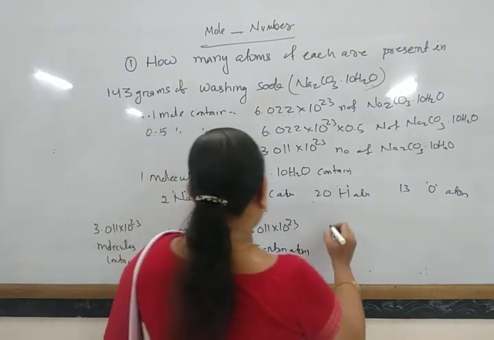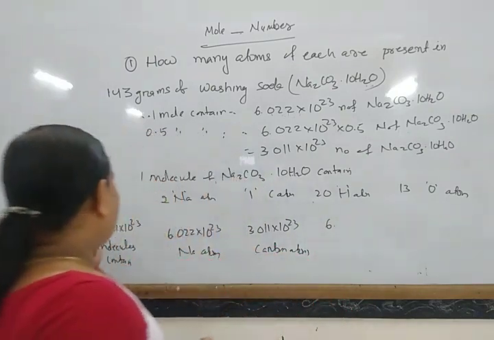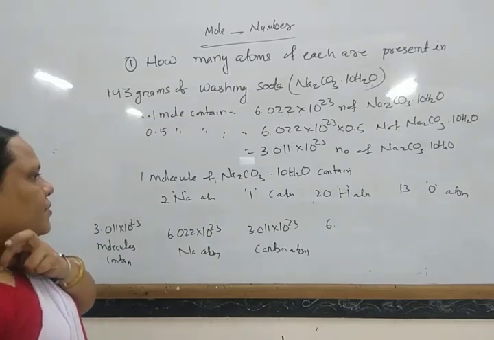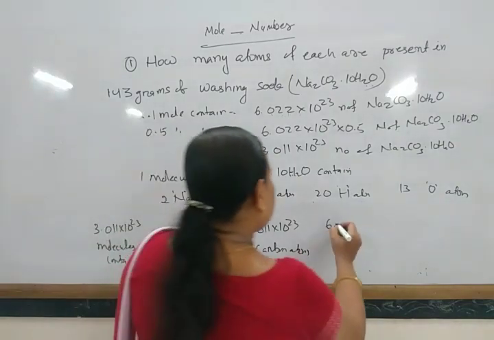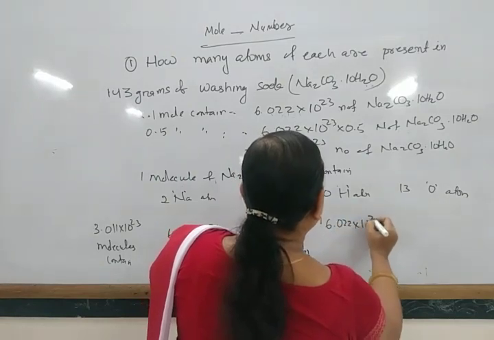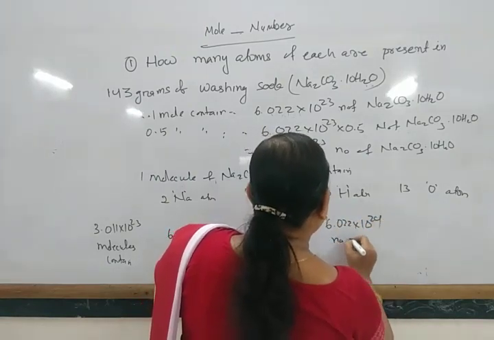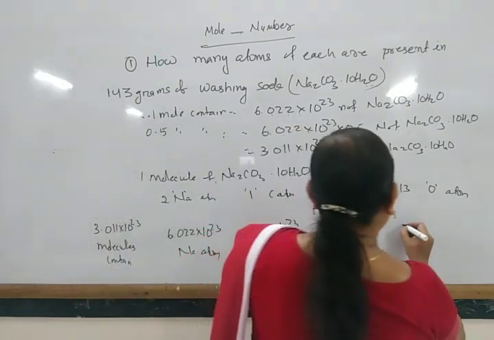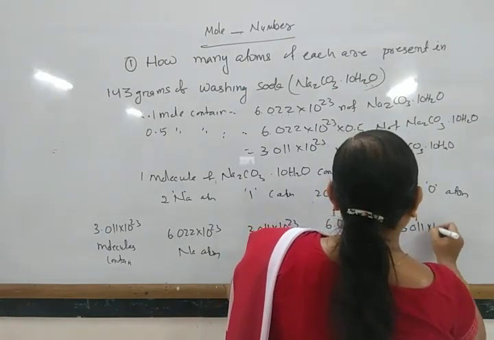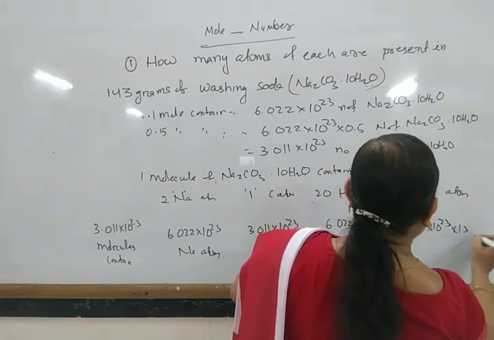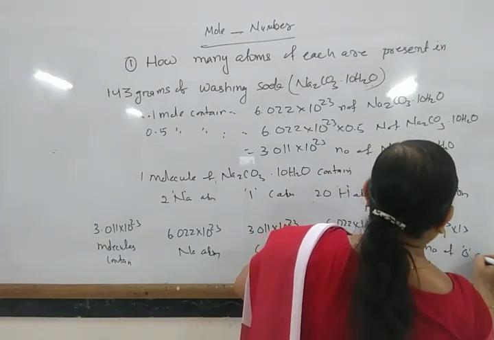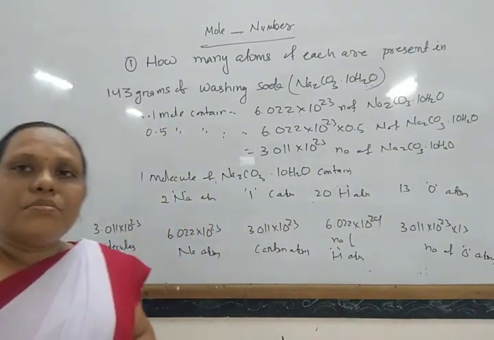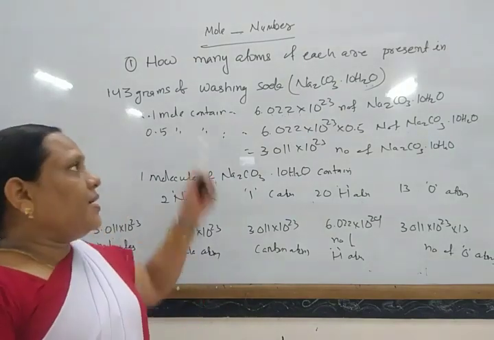That is equal to 6.022 × 3.011 × 20, that is equal to 6.022 × 10^24 number of hydrogen atoms, and this value 3.011 × 10^23 × 13 number of oxygen atoms. So in this way you can find out the number of atoms present in each.